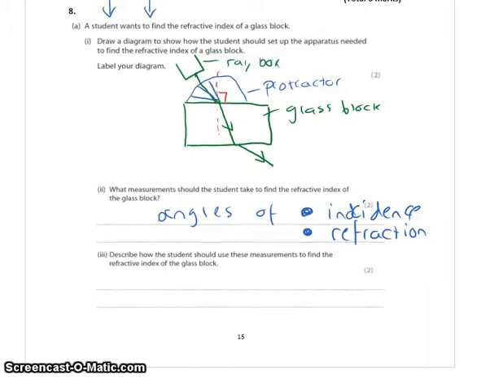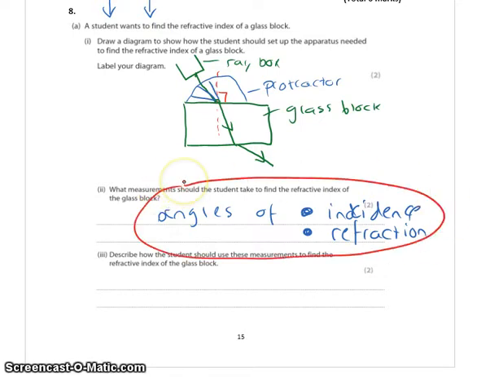Right, so the measurements that you would need to take in order to work out the refractive index of a glass block are the angles of incidence and the angles of refraction, which we're going to measure using a protractor, 1 mark for each. Describe how the student would use these measurements to find the refractive index.